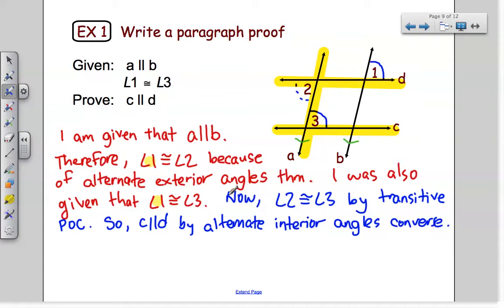So a great paragraph proof here. I'll get rid of all these highlights. We're good to go. Notice we started with 2 lines being parallel. I listed a pair of congruent alternate exterior angles because of those parallel lines. Then I used transitive property with those given angles to show, hey look, I have a special angle pair. 2 and 3 are congruent, those are alternate interior angles, therefore lines are parallel by the converse. So great paragraph proof to start out here.